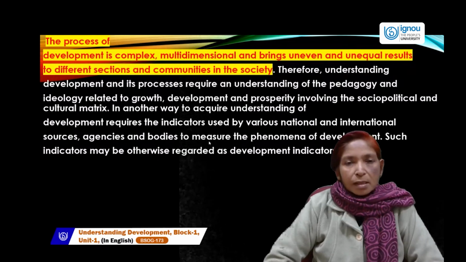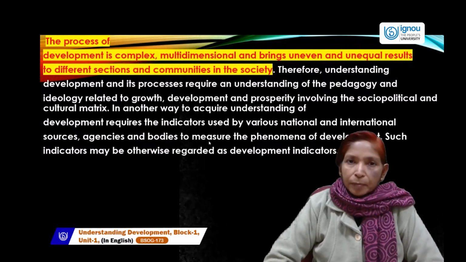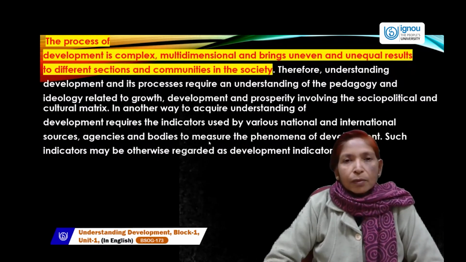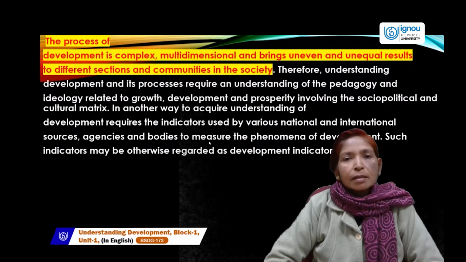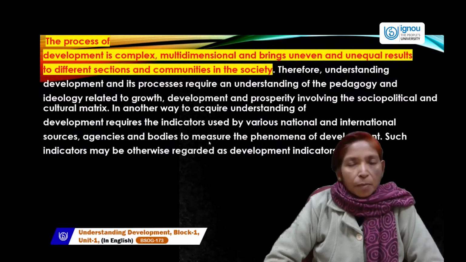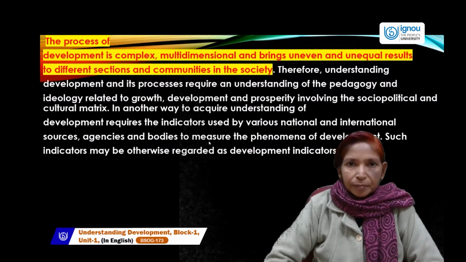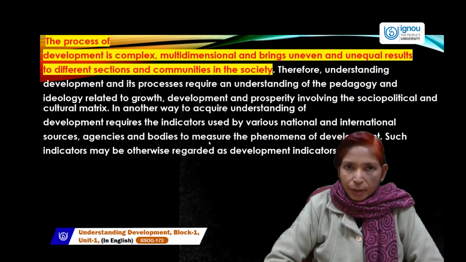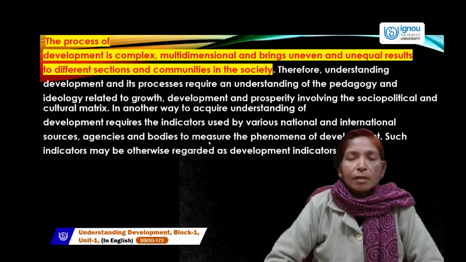In economics, development indicators are mainly three. One is real national income. Second is real per capita income. Per capita income is calculated by dividing real national income by the population or mid-year population. And the third indicator is social welfare.